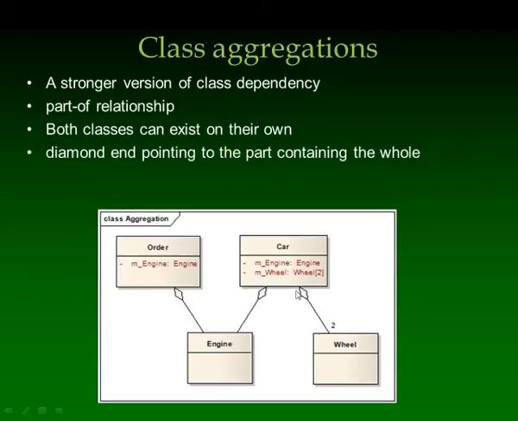So this is an aggregation, that's why it's called a part-of relationship. A wheel is a part of a car, an engine is a part of a car. So both classes remain as strong objects and can exist on their own. Maybe you can have an engine sitting out there on the shelf, not inside the car. Aggregation is represented by this diamond shape here, pointing to the part containing the whole. So the car is the whole, the engine is the part.